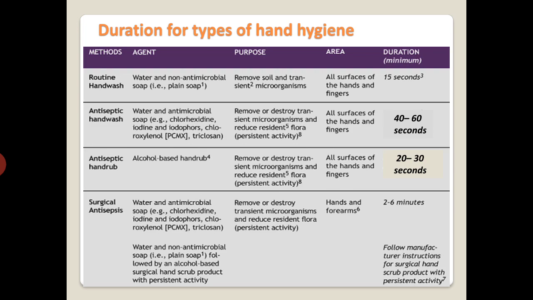Coming to the surgical antisepsis, here we use antimicrobial soap and water, and it removes or destroys the transient microorganisms and reduces the resident flora. Here the hands and the forearms are the areas covered, where you wash up to the forearms to remove debris and transient microorganisms from nails, hands and the forearms up to the elbow joint, and it needs around 2 to 6 minutes. So these are the durations for the types of hand hygiene.